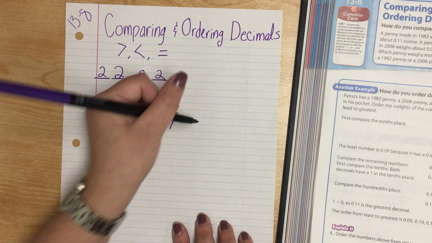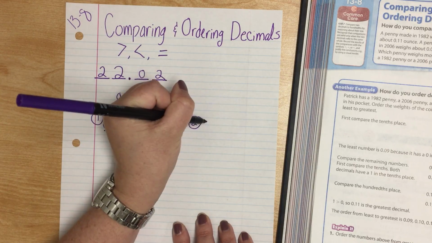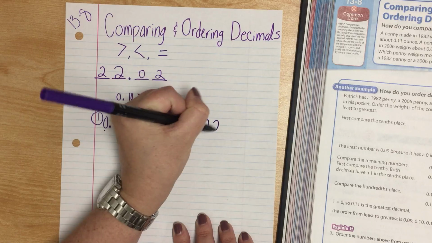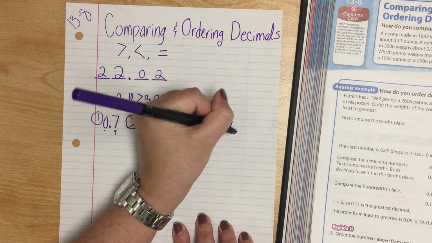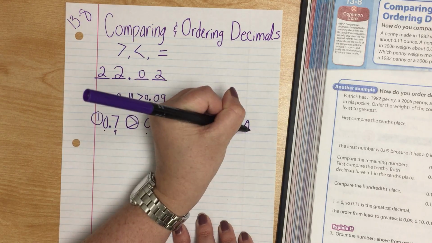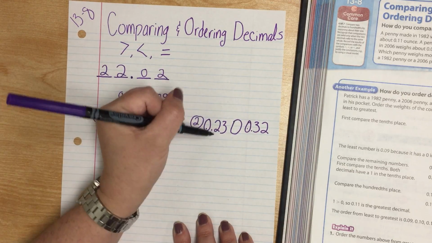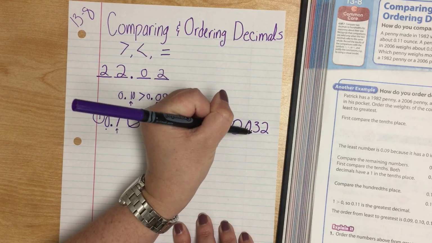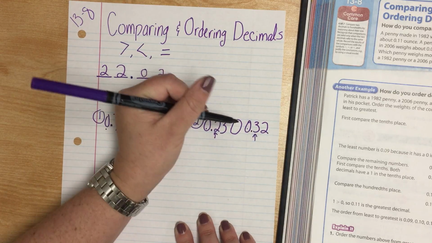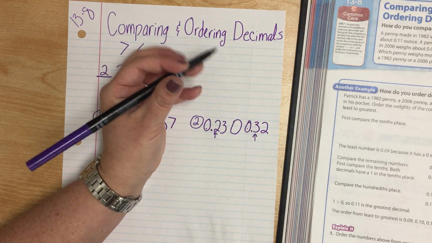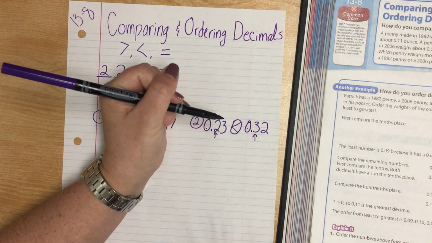Number 2, it's asking me once again to do 0.23, comparing it to 0.32. Okay, 0, 0, moving on. After my decimal, 2. After my decimal, 3. Well, what's bigger, 3 or 2? 3. 3 is bigger. So I make my sign.